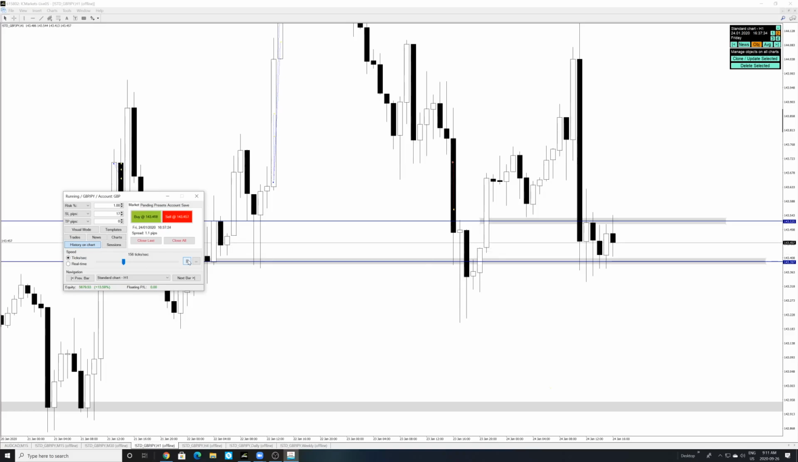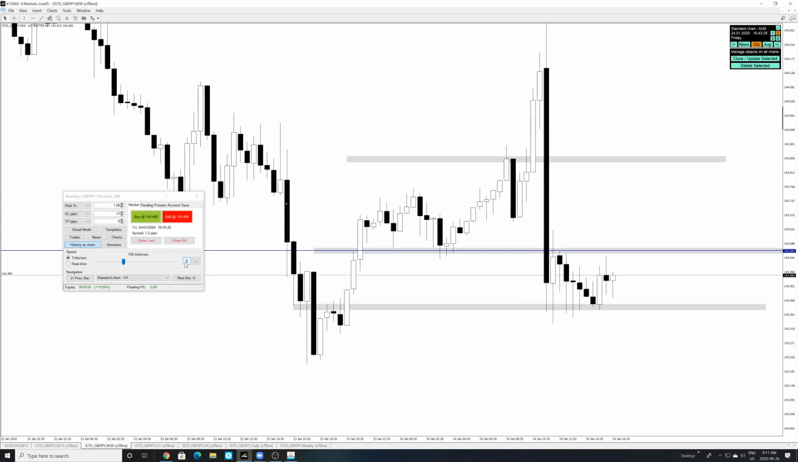Crazy stuff happening here. Crazy ranges. Wow. GJ is so amazing. Look at that range. Are we gonna break down? Are we gonna break up? What are you gonna do, GJ? Are you gonna break down? Are you gonna break up? Looks like we're breaking down. That candle is breaking down.